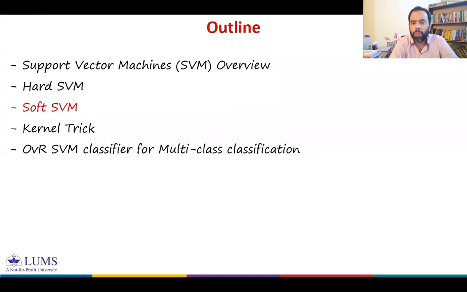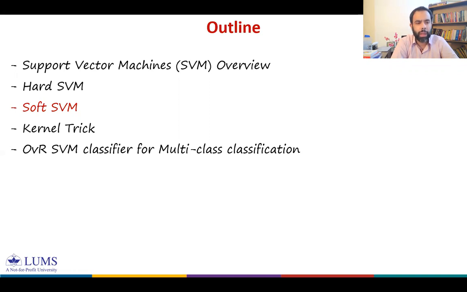In hard SVM, we attempt to find a linear classifier or a separating hyperplane in the feature space that separates linearly separable classes, that enforces that all the points in the training data are classified correctly by the separating hyperplane. We formulated finding this hyperplane as an optimization problem, and we also looked at a dual optimization problem, the solution of which gives us the maximum margin classifier.